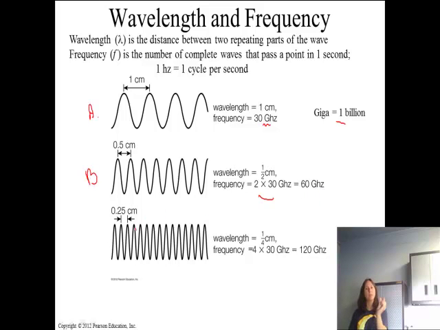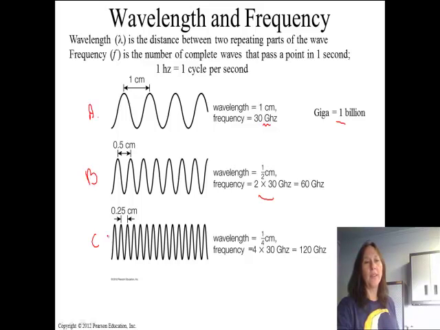The third energy I want to show you, compared to the first one, has a wavelength shortened by a factor of 4. The wavelength is 1/4 of what it was, 0.25 centimeters versus 1 centimeter. Notice what that did with regard to frequency. Did it up the frequency by a factor of 4? So now instead of 30 gigahertz, we have 120 gigahertz.